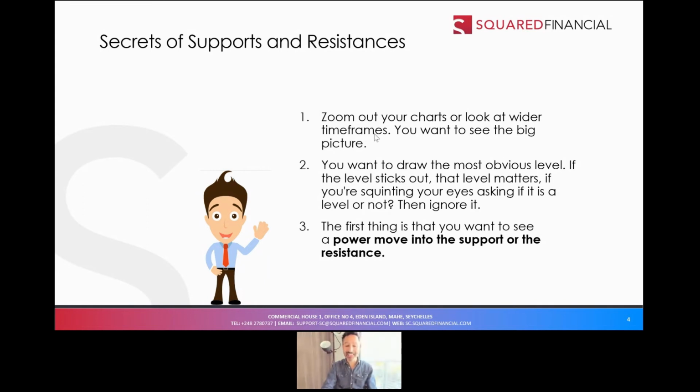The first thing is that you want to see a power move into the support or the resistance. So let's say the resistance is here. You don't want to see the price come up, stop at the resistance and hover around it, because it doesn't mean anything. You can't go short here. You want to see a power surge to a resistance with the sellers coming back in. A power surge is buyers, and then the buyers were stopped right there. Something happened for the strong momentum to get weak. What happened is now there's a balance, or equilibrium, between buyers and sellers.